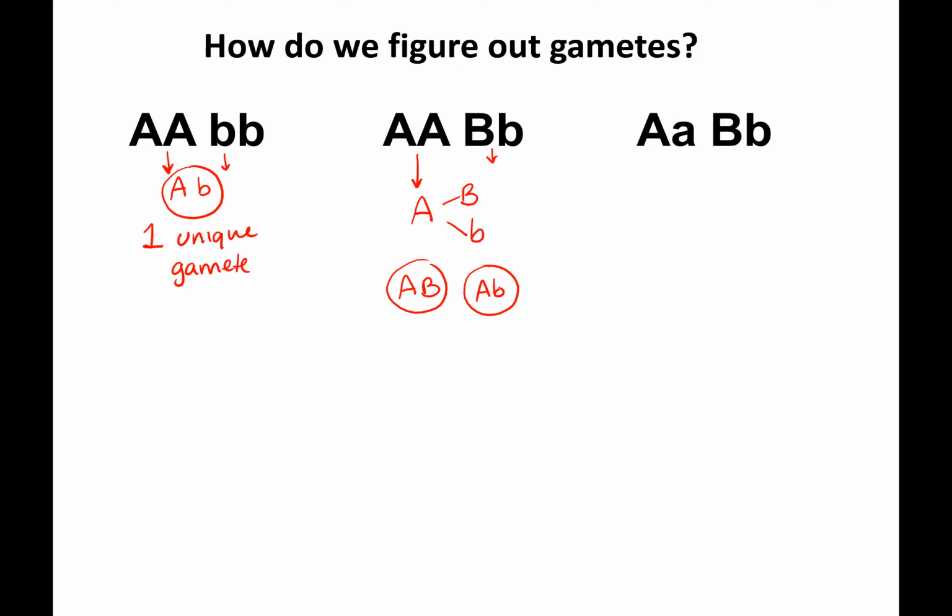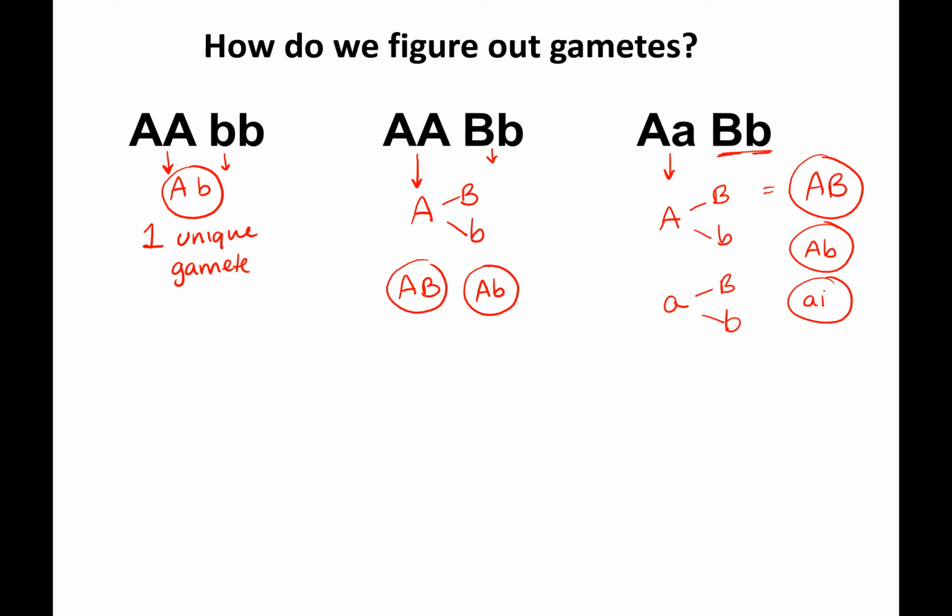Not too hard. This one's a little bit different, right? So we could have a gamete with either a big A or a little a, and we could have the other gamete B, capital B or little b, or capital B or little b going with the little a. We want to make sure we have every combination. So our gametes would be big A, big B, big A, little b, little a, big B, little a, little b.